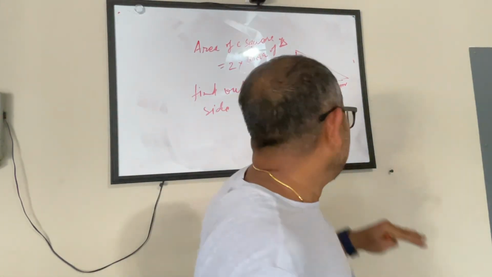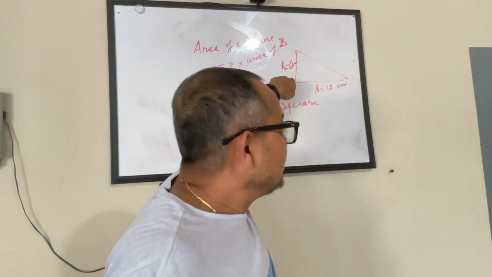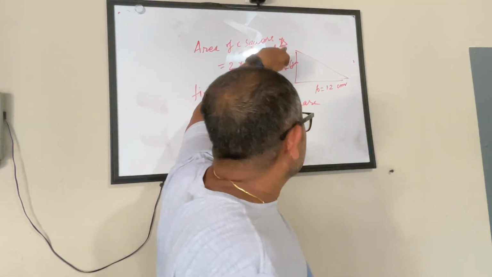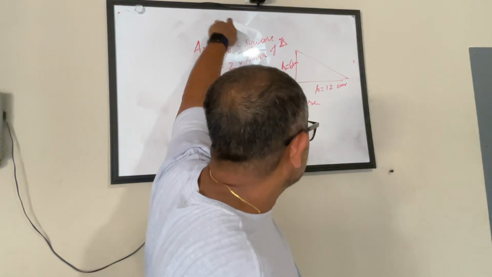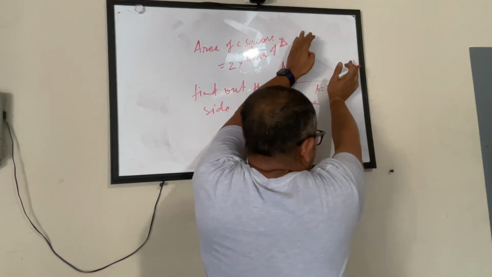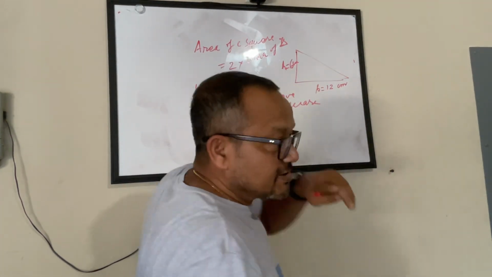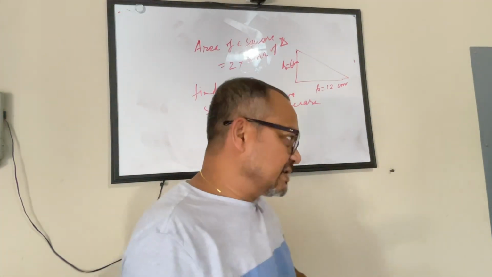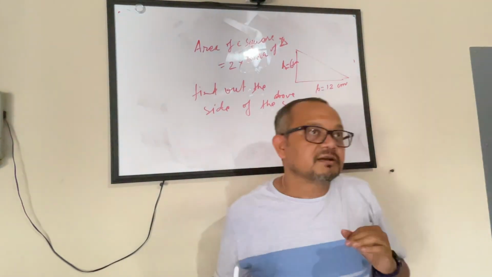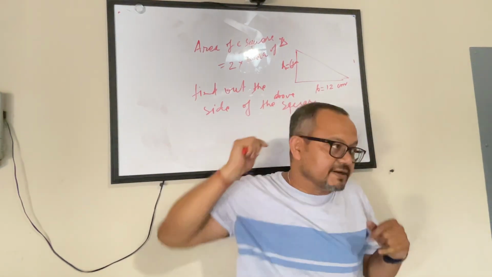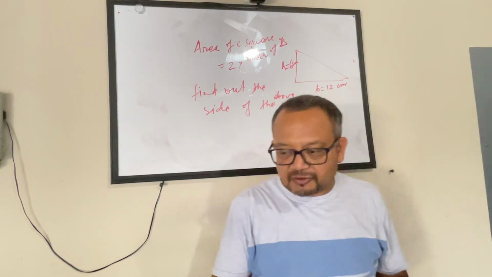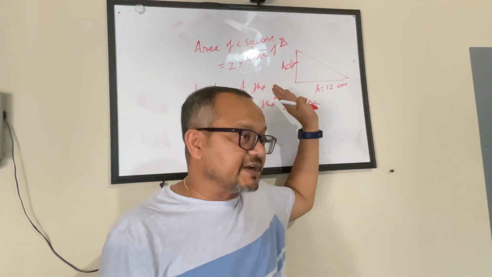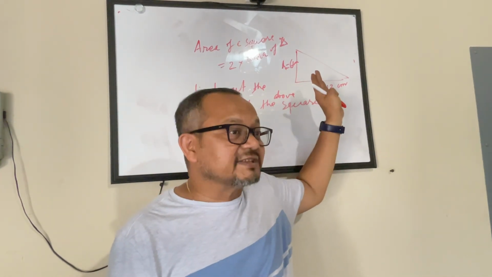Okay. I said I have a right angle triangle, base is 12 centimeter, height is 6 centimeter. There is a square whose area is 2 times the area of this triangle. Find out the side of the square. So I am again repeating myself. I have a right angle triangle where I have been given the base and height. Second part of the question says the area of a square is 2 times the area of this triangle. Find out the side of the square.